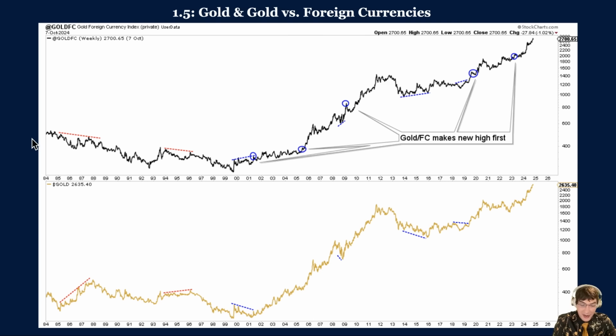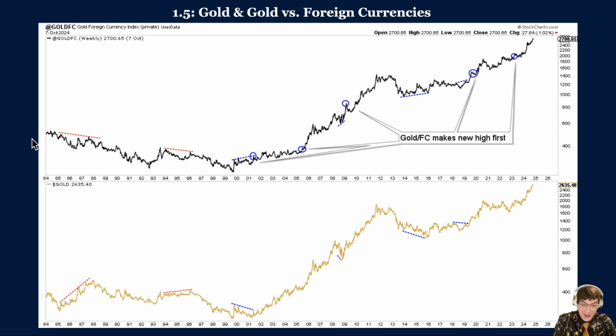Note the red arrows in the mid-1980s and mid-1990s. Gold made higher highs during these periods, yet gold against foreign currencies did not. In 2017 and into early 2018, the gold price was making higher highs, but gold against foreign currencies did not confirm that. Non-confirmations from gold against foreign currencies can lead to declines in the gold price.